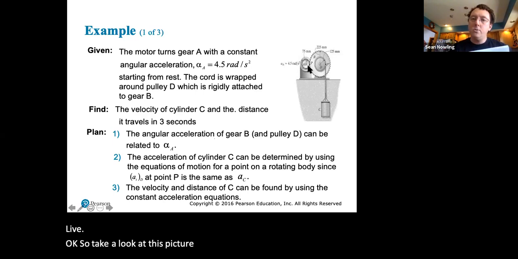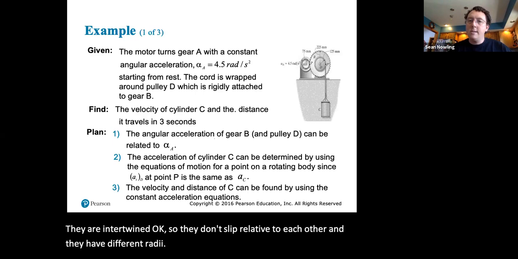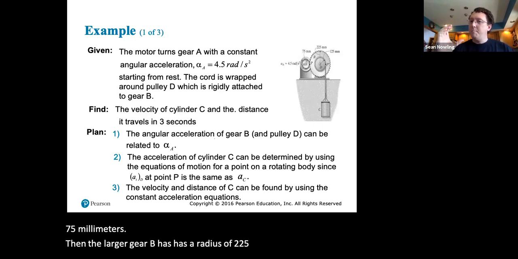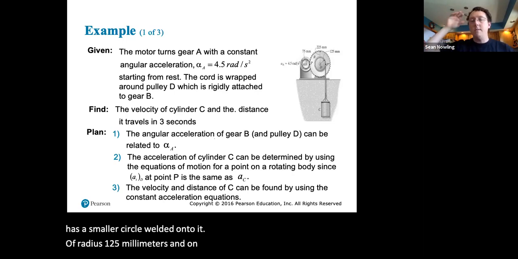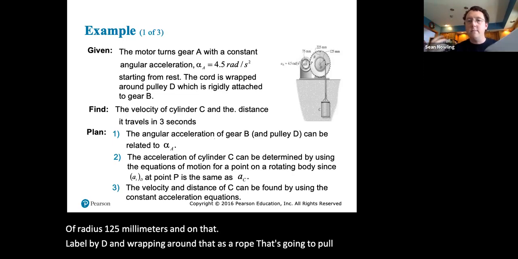So you've got two gears. They're intertwined, so they don't slip relative to each other. And they have different radii. Circle A has a radius of 75 millimeters. Then the larger gear, B, has a radius of 225 millimeters. And then B has a smaller circle welded onto it of radius 125 millimeters. On that, labeled by D, and wrapping around it is a rope that's going to pull up a bucket or whatever that is.